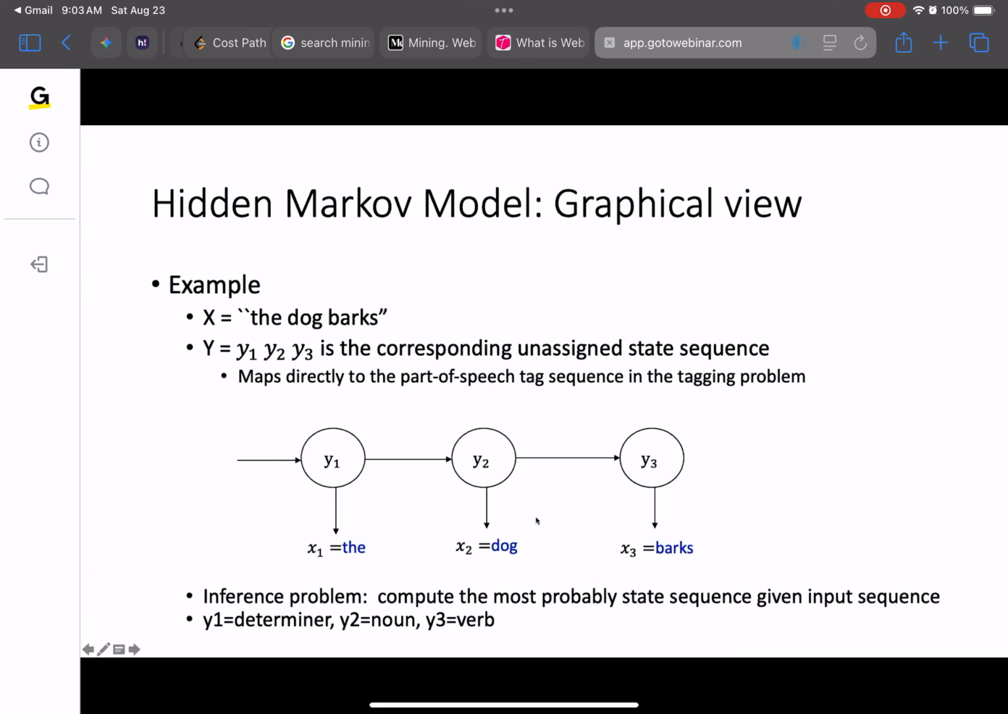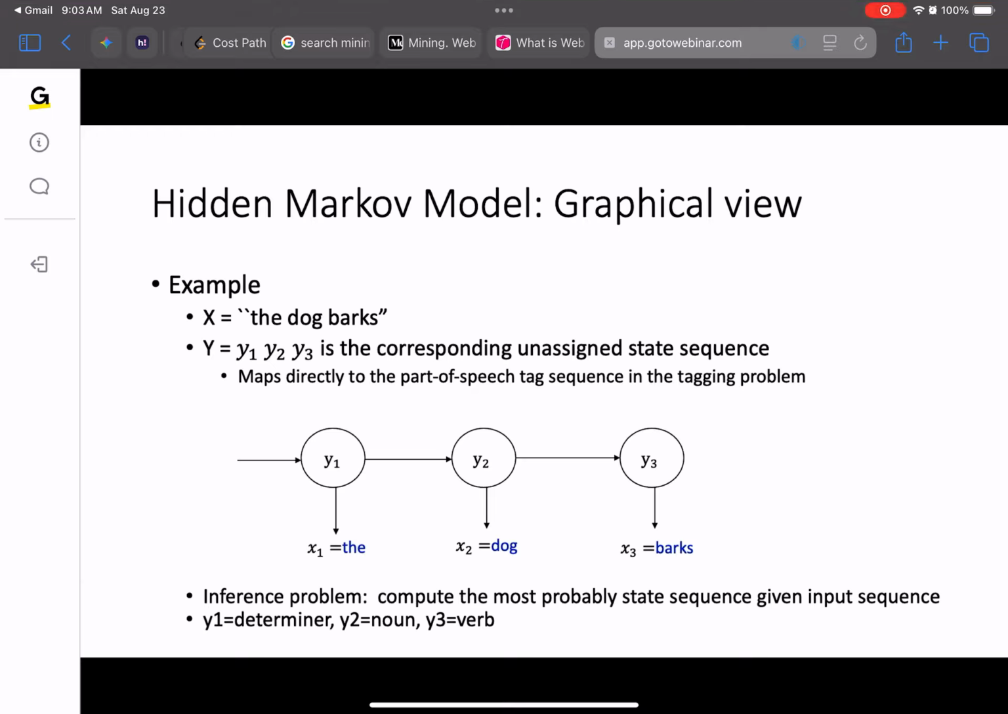This is the graphical view of HMM for the example sentence, the dog barks. This is generated by the underlying hidden state sequence y1, y2, y3. These underlying hidden states can be directly mapped to the word labels. The main challenge here is we know the observation sequence, but we don't know the hidden states which generated this sequence. So during the inference problem, we have to estimate the most probable state sequence given the input sequence.